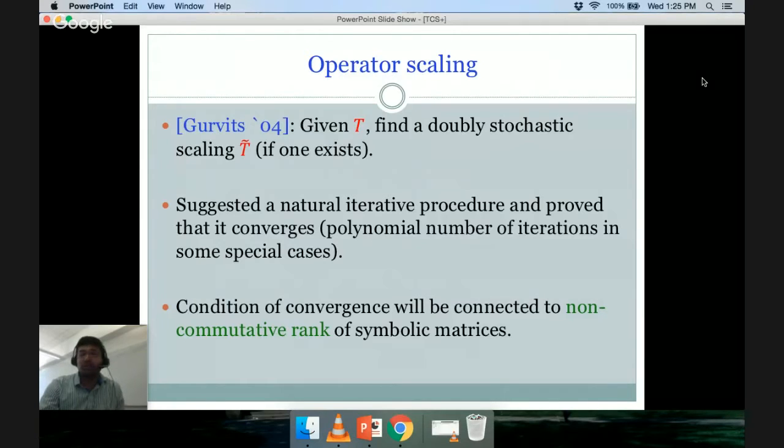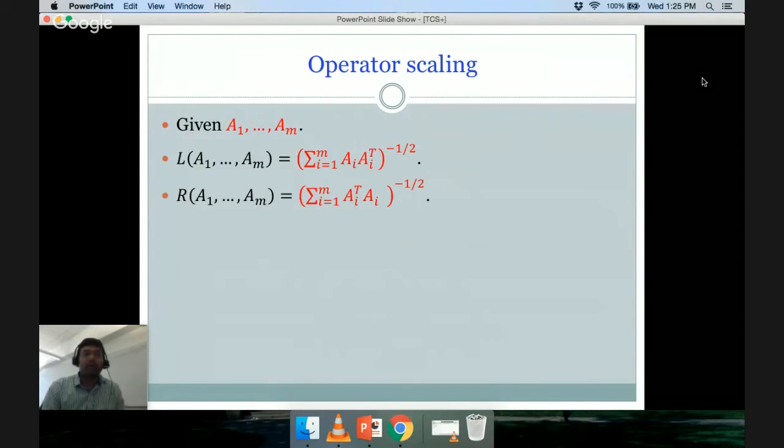For operator scaling, we're given these matrices A1 to Am. Again, I'll define some normalizing matrices connected to A1 to Am. The left normalizing factor L is the negative square root of the summation of A_i A_i transpose. The right normalizing factor R is the negative square root of the summation of A_i transpose A_i. So these are two normalizing matrices.